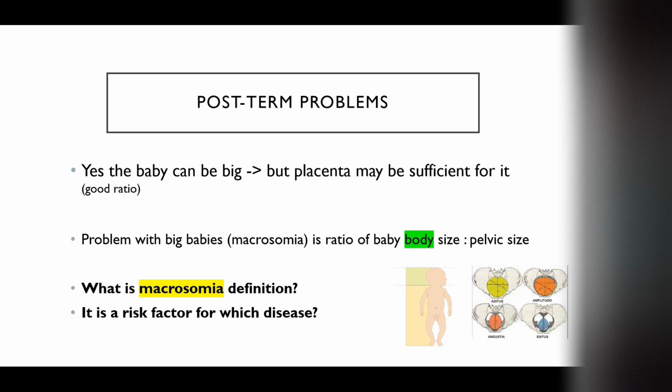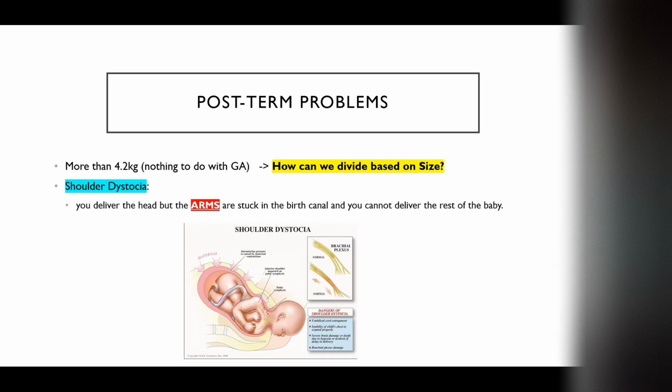The child is stuck, and it's correct. So which part of the body is stuck? The shoulder, yes, good. It was answered here, the shoulder. So basically the arms, okay? So the head is delivered, and then if the body is too big, you have a problem of the arms. That's your brachial plexus, okay? And the disease is called shoulder dystocia. The head is coming out, the shoulders are stuck.